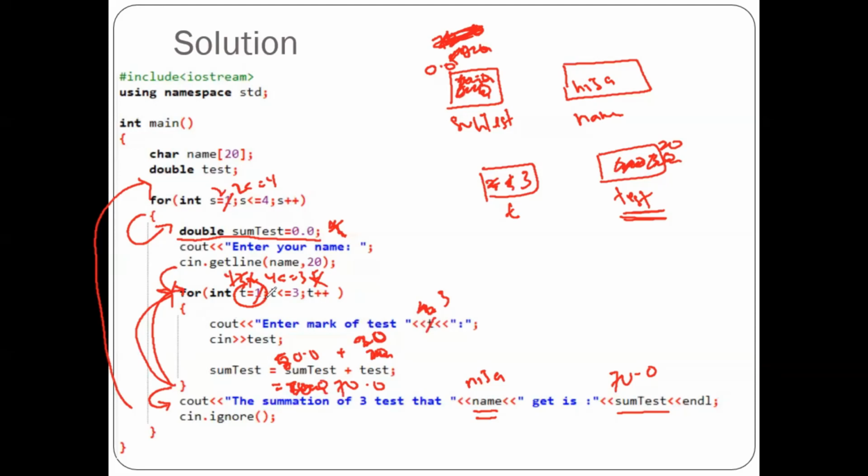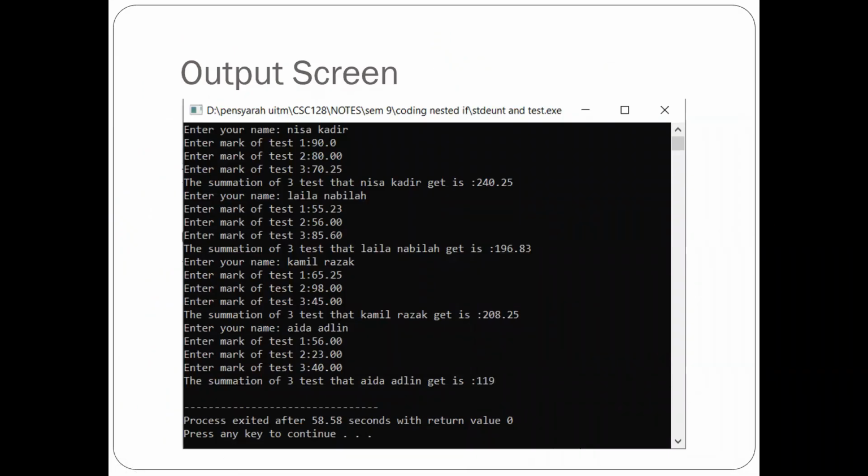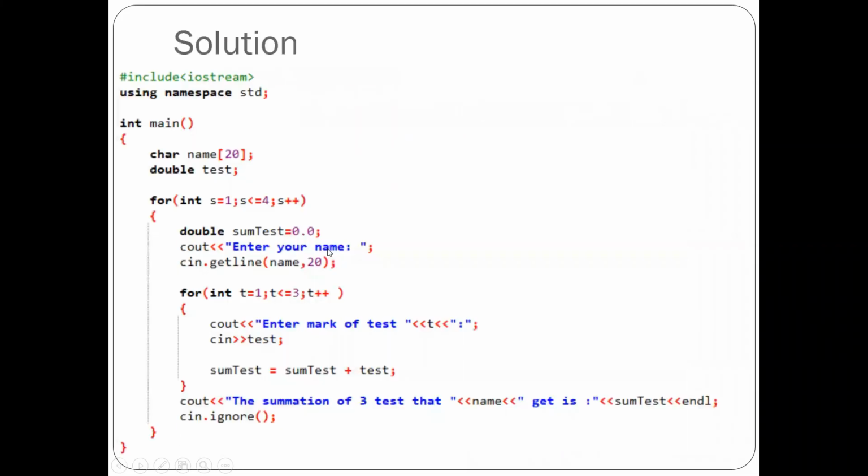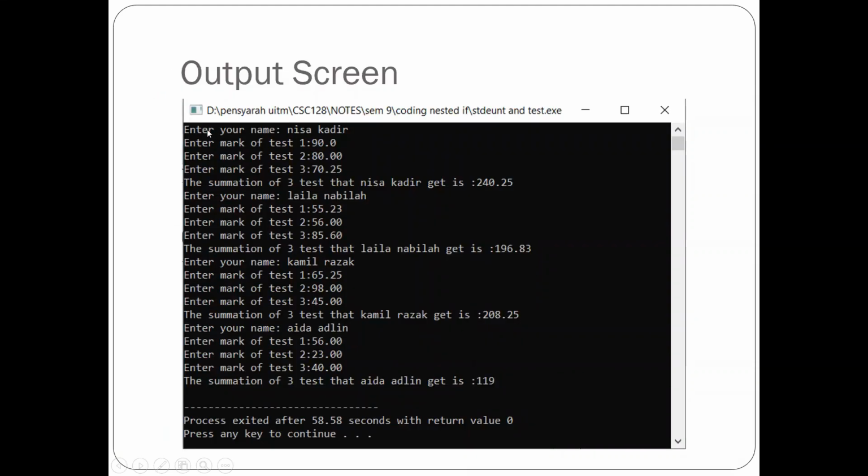Okay guys, so next we go to the output. Okay, I have run this coding. So what is the output? So next I will show you what kind of output that this coding produces. Okay guys, this is the output screen for the previous coding that I have shown you. So first, of course, as you can see, this coding asks you to enter the first student name. So in here I put enter your name. I put my name Nisa Khairi.